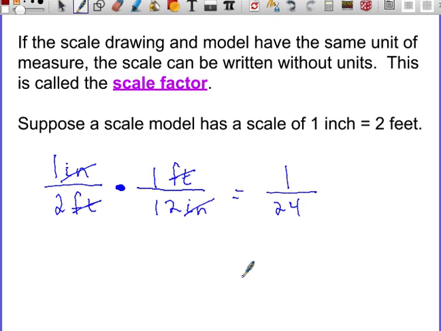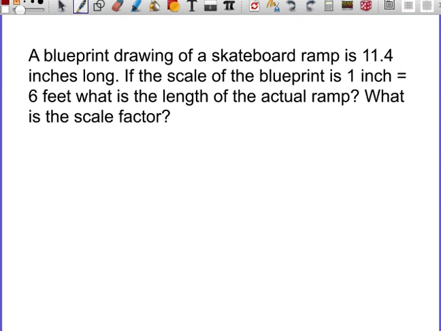All right, I'm going to work through about three examples with you, and then we'll get to the homework and I'll get started on the homework with you. First sample problem. A blueprint drawing of a skateboard ramp is 11.4 inches long. If the scale of the blueprint is 1 inch equals 6 feet, what do you do as soon as you see the scale? Just write it down. I don't know what they're asking yet, but I know I'm going to need it. 1 inch to 6 feet, that's the scale. What is the length of the actual ramp?